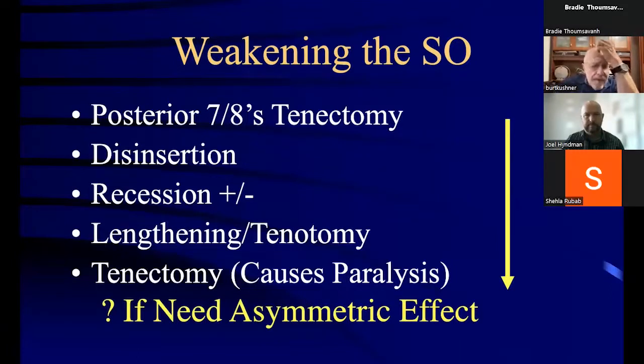One thing to keep in mind is what do you do if you need an asymmetric effect? So I have bilateral superior oblique overaction, more in one eye than the other. I have a hypertropia in primary. I want to weaken both, but I want to collapse that hyper. Or I've got more overaction in down and adduction in one eye than in the other, and I want an asymmetric effect. And not all of these lend themselves to titration. Posterior tenectomy doesn't. Disinsertion probably doesn't. Recession, maybe. Lengthening, yes. Tenectomy, probably not.